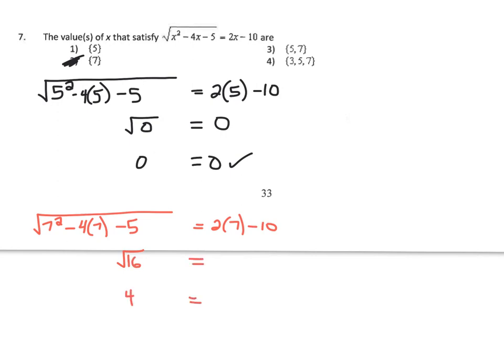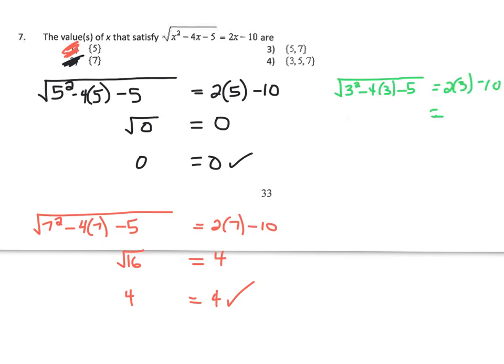Okay, now let's see the other side of the equation. 2 times 7 is 14, and 14 minus 10 is 4. So if we bring down the 4, we'll see that both of these check. Okay, so at this point, since 7 also checks, we realize choice 1 can't be the answer. So it could be either choice 3 or choice 4. Now the only difference between them is choice 4 contains a 3, so let's substitute 3 in and see what happens.